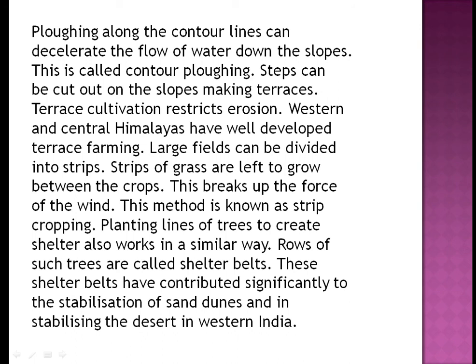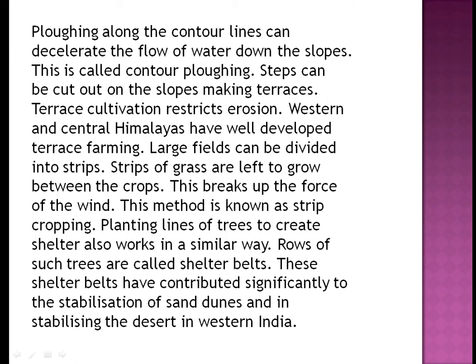Plowing along the contour line can decelerate the flow of water down the slope. This is called contour plowing. Steps can be cut out on the slope, making terraces, which is going to be called terrace farming or terrace cultivation, which restricts the erosion. Western and Central Himalaya have developed terrace farming.